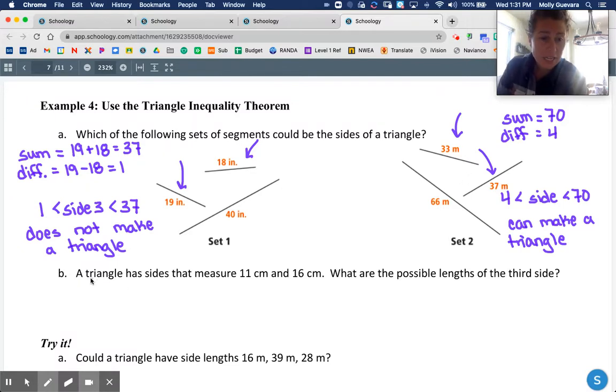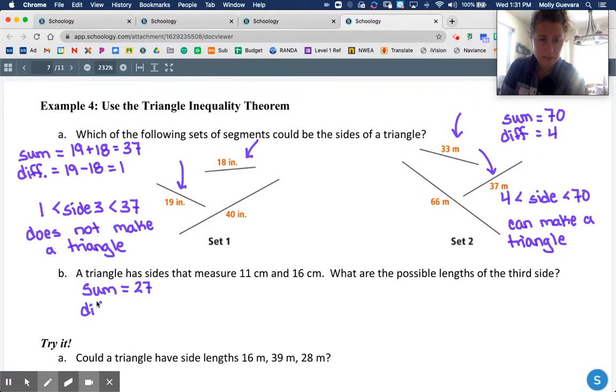Let's look at B here. It says a triangle has sides that measure 11 centimeters and 16 centimeters. What are the possible lengths of the third side? So again, I have to find the sum. So I need to add them together. Well, if I add those 2 together, I get 27.